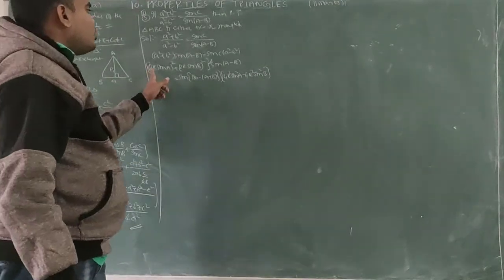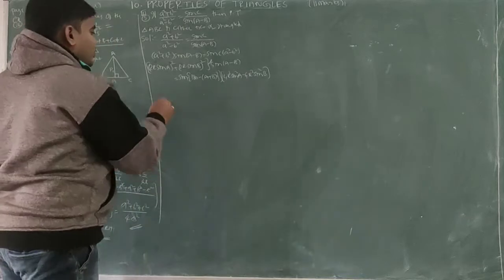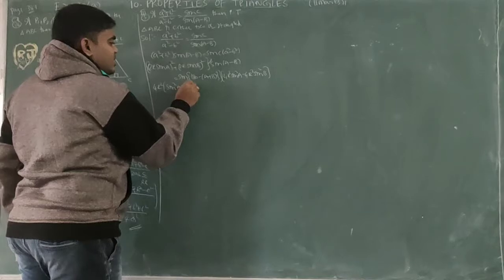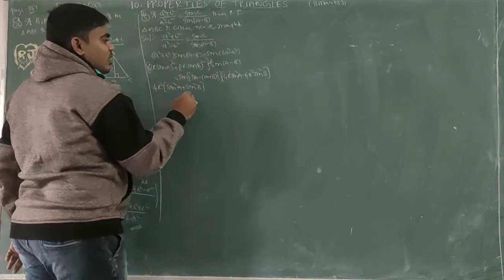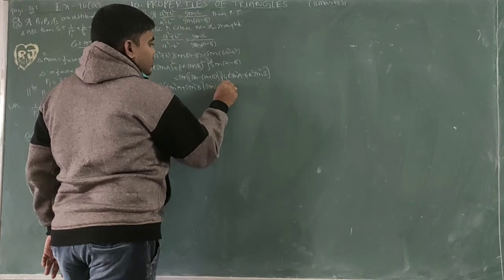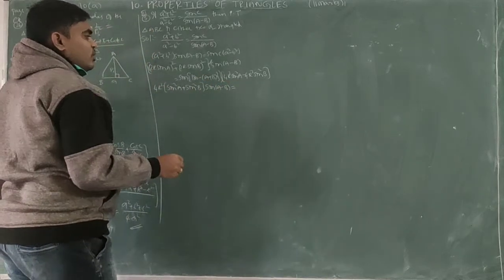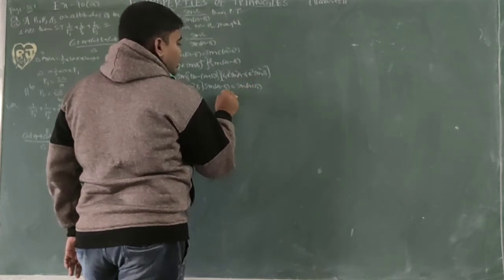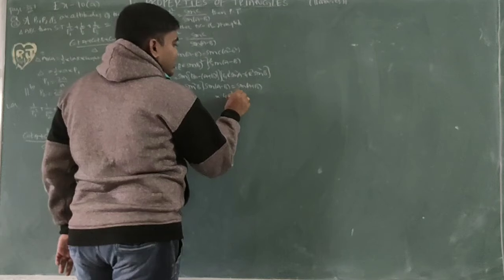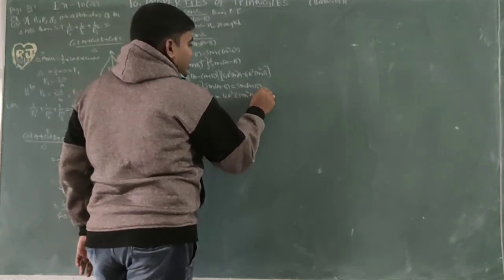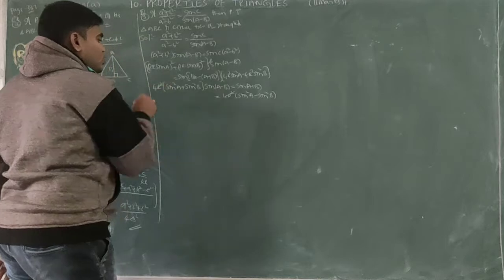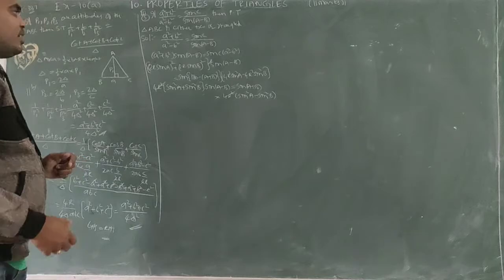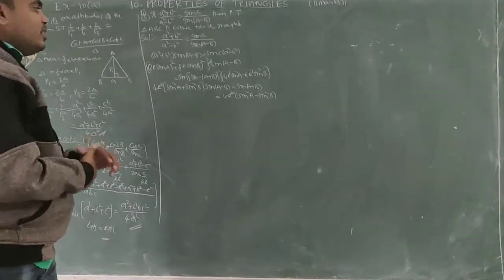So 4R square is common: 4R square (sin square A plus sin square B) into sin of (A minus B) is equal to sin of (A plus B) into 4R square (sin square A minus sin square B). 4R square on both sides cancels. So now I am bringing these two terms to the left side. What happened?